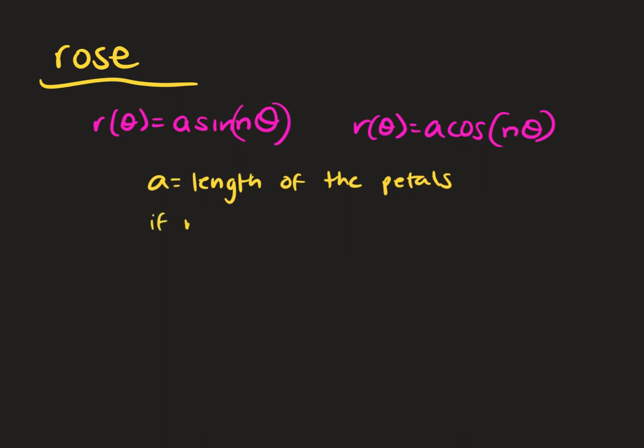If n is odd, then it equals the number of petals. If it's even, that's when we double.